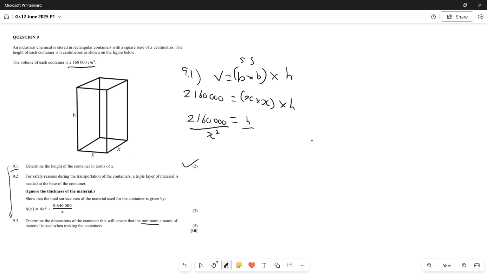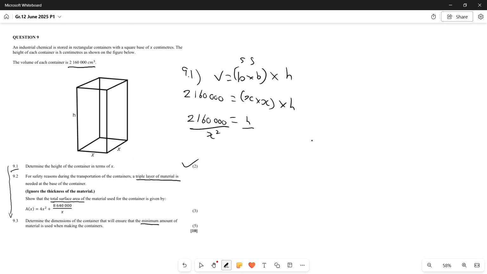So 9.2, for safety reasons during the transportation of the containers, a triple layer of material is needed at the base of the container. Ignore the thickness of the material. Okay, but a triple layer. Show that the total surface area, so for all the sides of the material used for the container, is given by this. So we have the answer that we're working towards. If we can't solve it for whatever reason, we're going to use this answer in the next question.